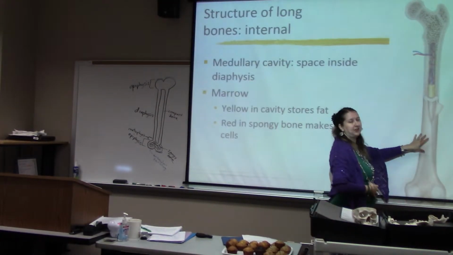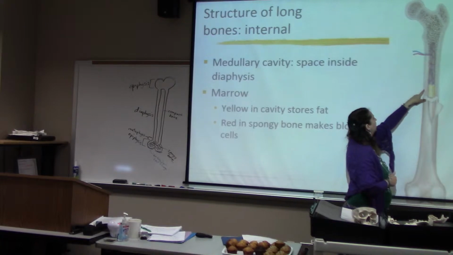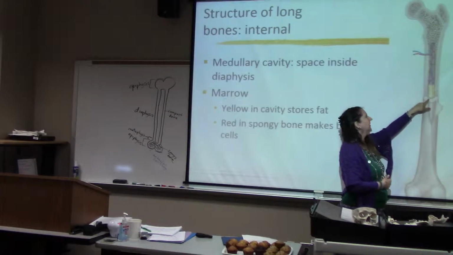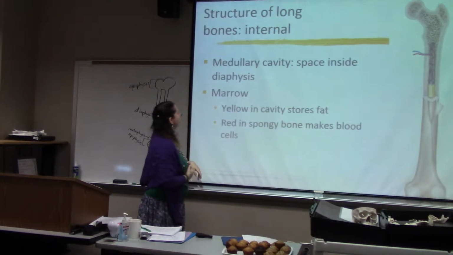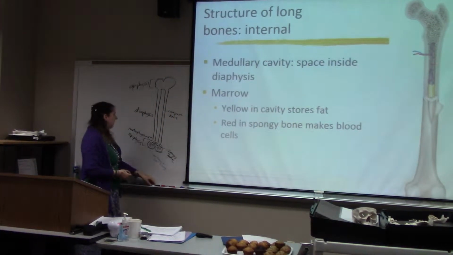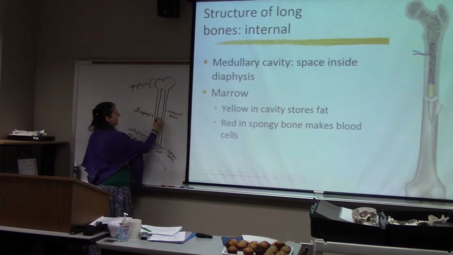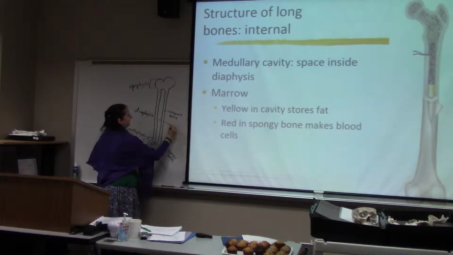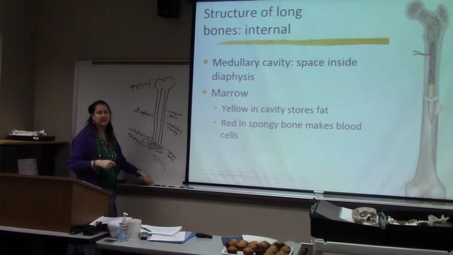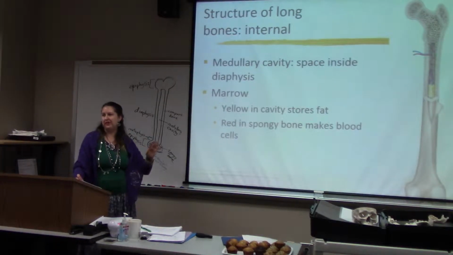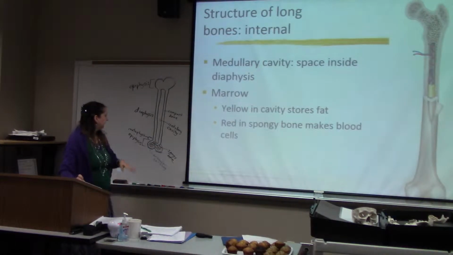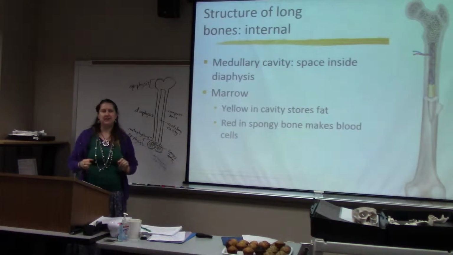So here's the illustration from the book, where we can see the compact bone here and the spongy. The space in the diaphysis is called the medullary cavity. You'll see medulla a couple more times throughout this course and A&P 2. It refers to something innermost most of the time.